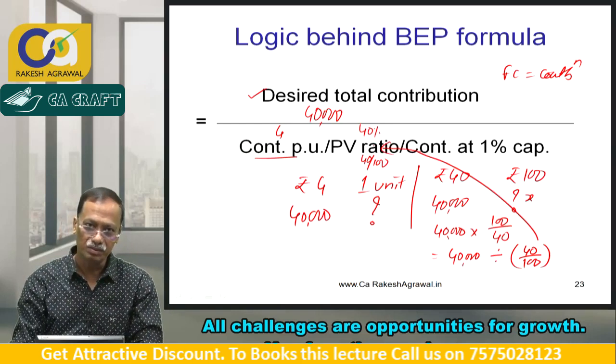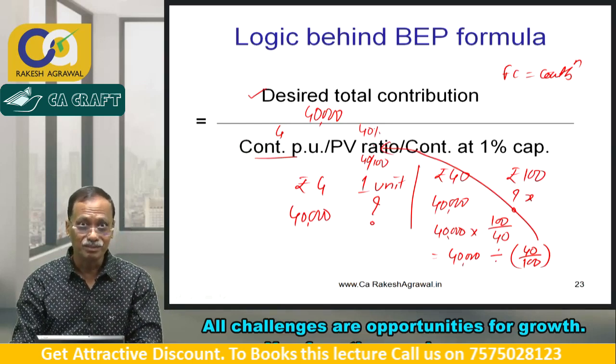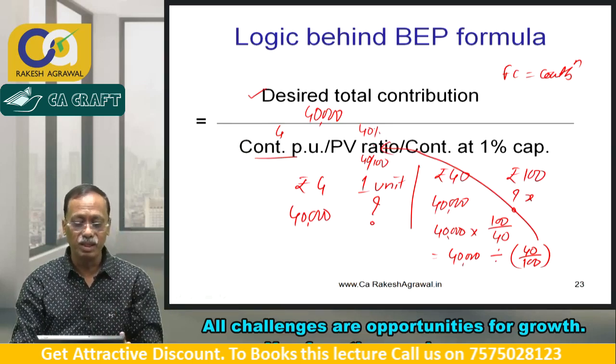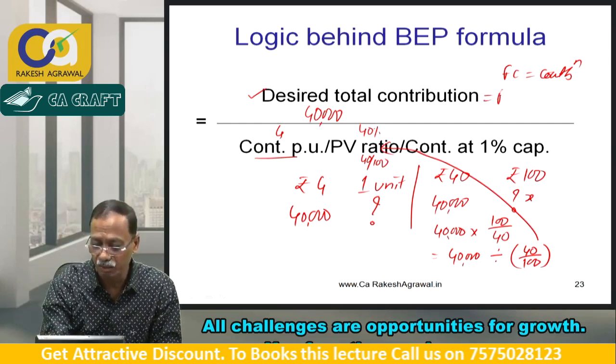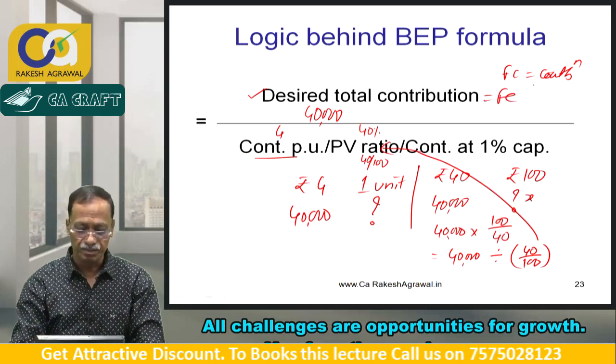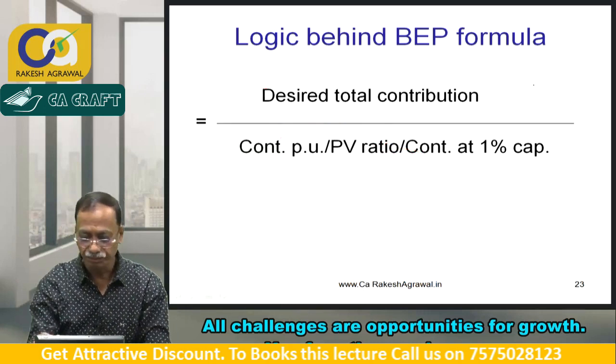40,000 is your fixed cost. So that is how you get the formula. That is fixed cost divided by PV ratio. Fixed cost is nothing but desired contribution. This desired contribution is nothing but your total fixed cost. Are you getting it? Now I will use this one.